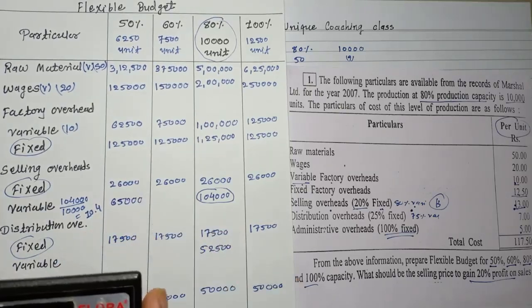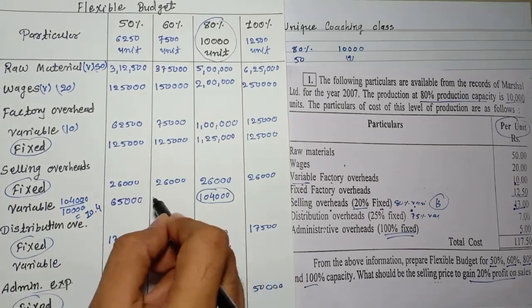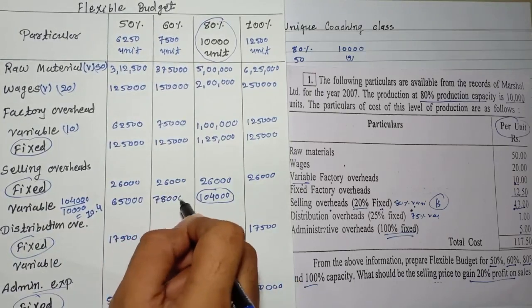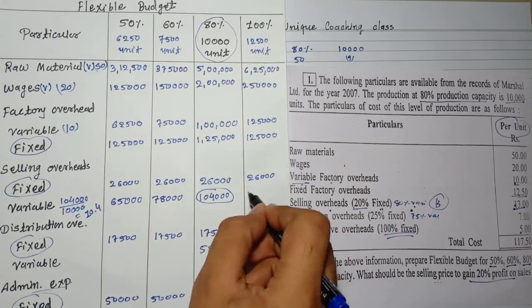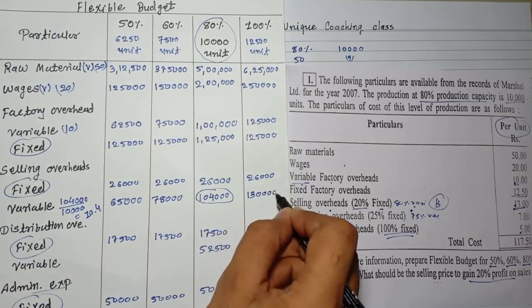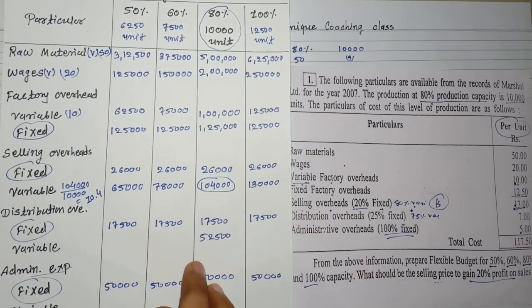65, then 78 and 130. Okay, the same calculation here.